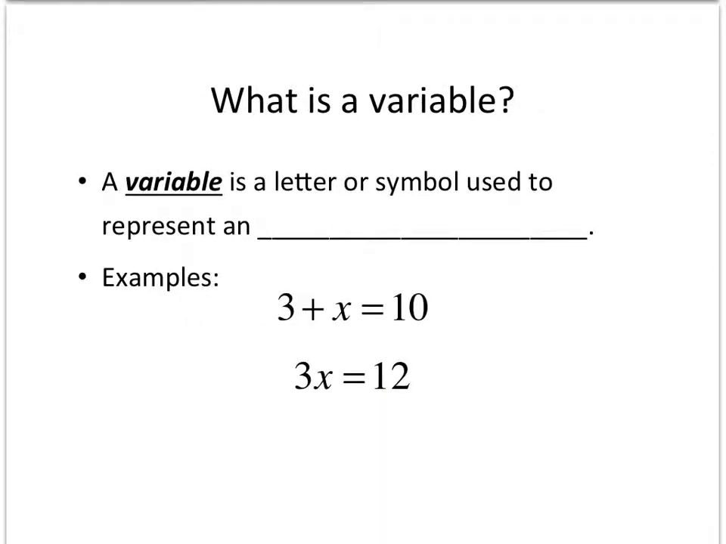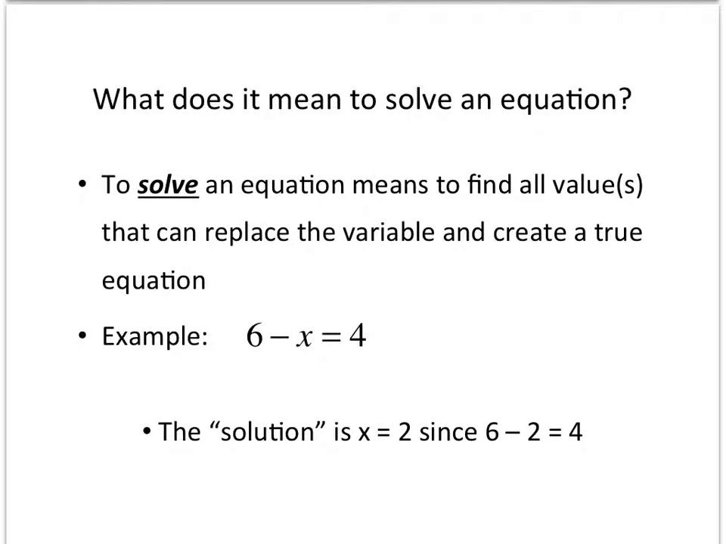Next, what we want to study is what a variable is. And we notice that a variable is a letter or symbol used to represent an unknown value. And here we see that the letter used is the letter X. So we're asking 3 plus some value has to equal 10. And 3 times some unknown value, X, has to equal 12. We're going to notice that one of our goals is to find what that variable is. And this is what solving is.